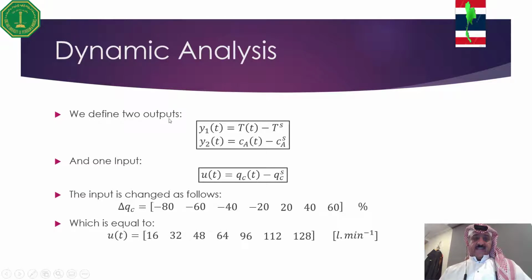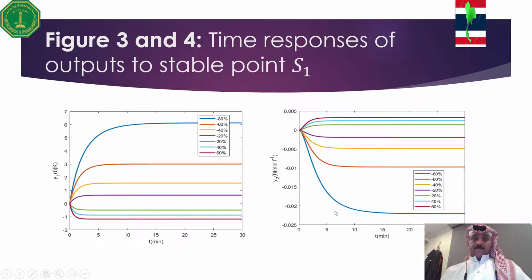Dynamic analysis: we have two outputs, Y1 and Y2. Remember, we have temperature and concentration. The input is the flow, which is QC. We will plot the input for minus 80%, which is referred to as 60 liters per minute inverse, and minus 60%, minus 40, up to 60.